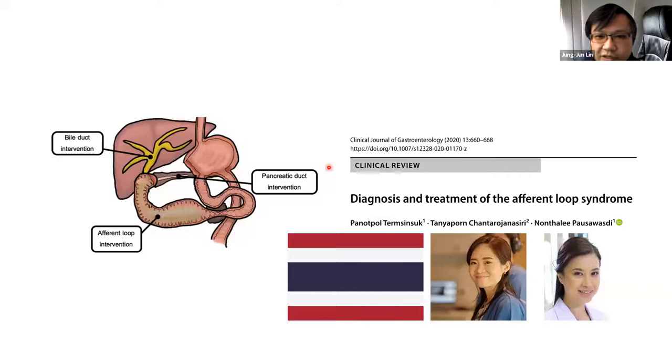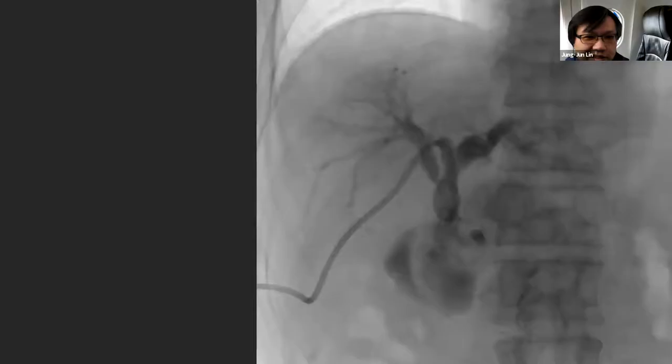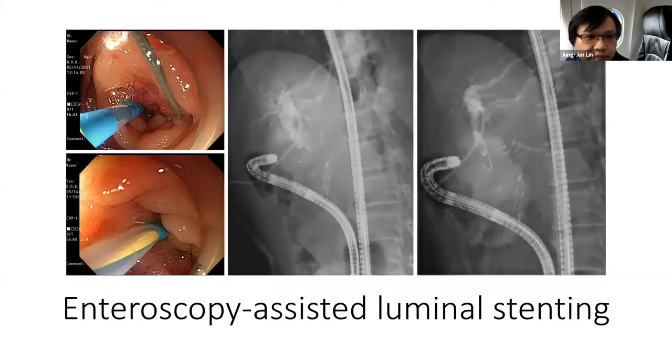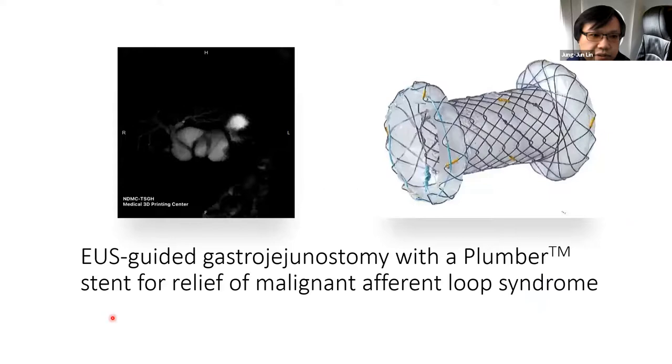So then I consulted Dr. Tan Yapong from Thailand, and she sent me her article and taught me how to manage the efferent loop syndrome. Firstly, PTCD was done to relieve the cholangitis. Next, I tried to use enteroscopy-assisted luminal stenting, but it failed because the guide wire could not pass through the very tight stricture. Then next, I performed the EUS-guided GJ using the plumber stent.